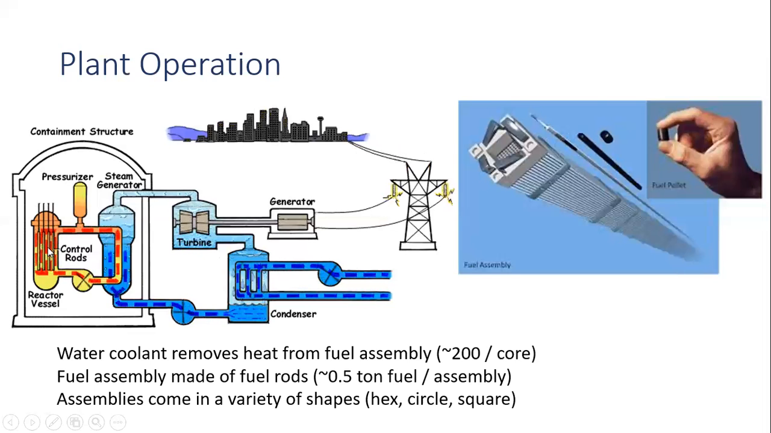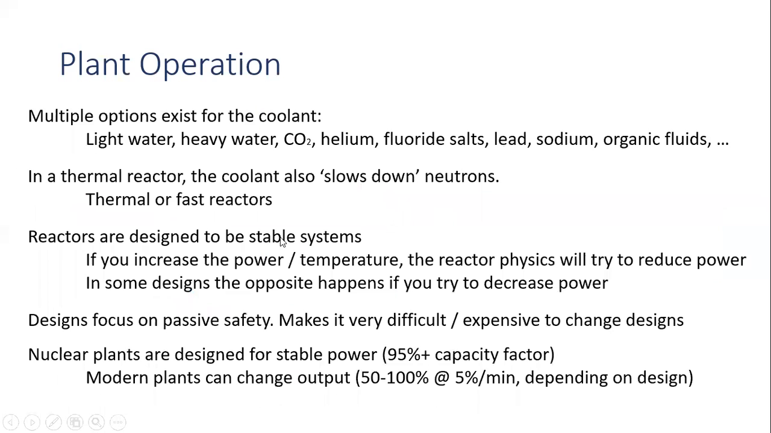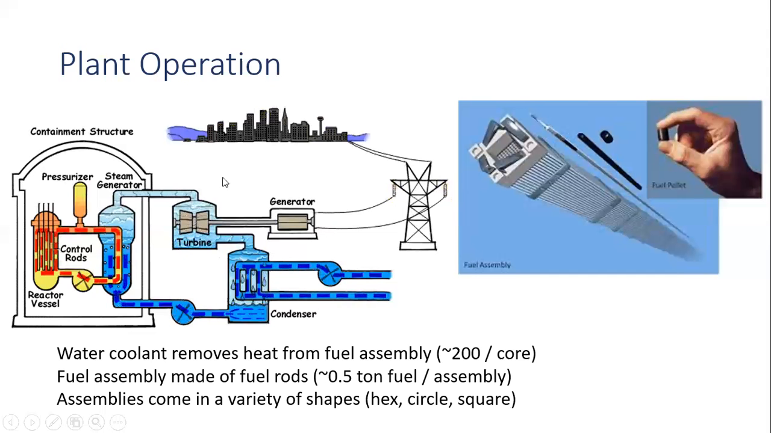In the nuclear reactor we have the control rods. By using these control rods we control the fission process. This is the pressurizer, and this is the steam generator. The reactor is connected to the steam generator, and this will be connected to the turbines. This is the turbine blades.